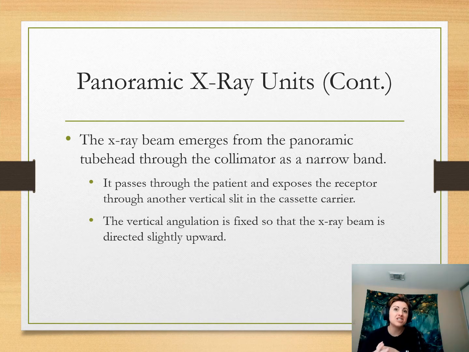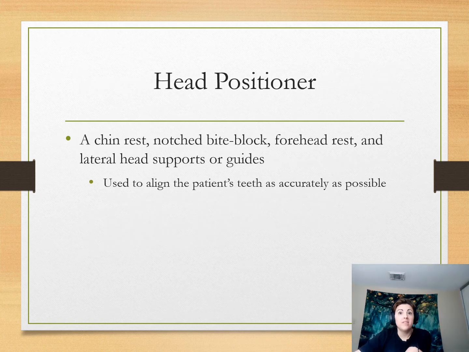The vertical angulation is fixed, which we just talked about. It's different from intraoral, right? Because we can change the vertical angulation on our intraoral radiographs, but we cannot change the vertical angulation on our extraoral or panoramic radiographs. The head positioner of your X-ray is usually a chin rest. It has a notched bite block and it has a forehead rest and lateral head supports or guides, right? All of those different things we talked about when we were looking at the picture. That picture, by the way, is figure 22-7.